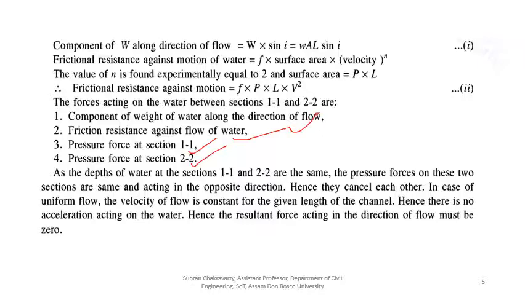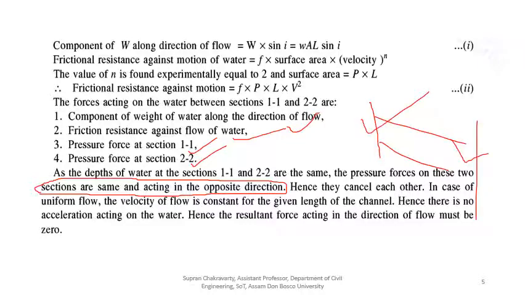We'll just go through this. As the depth of water at sections 1 and 2 are the same, the pressure forces on these two sections are the same and acting in the opposite direction. So this is the flow of water. There will be a pressure force here and a pressure force here, but this will be acting in this direction and this in the opposite direction. Hence they cancel each other out, so we don't consider it. In reality it exists, but just for our analysis we are not considering it.